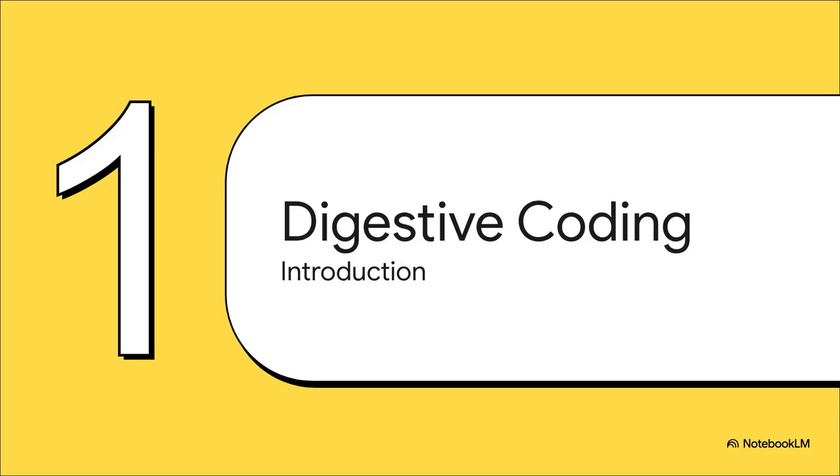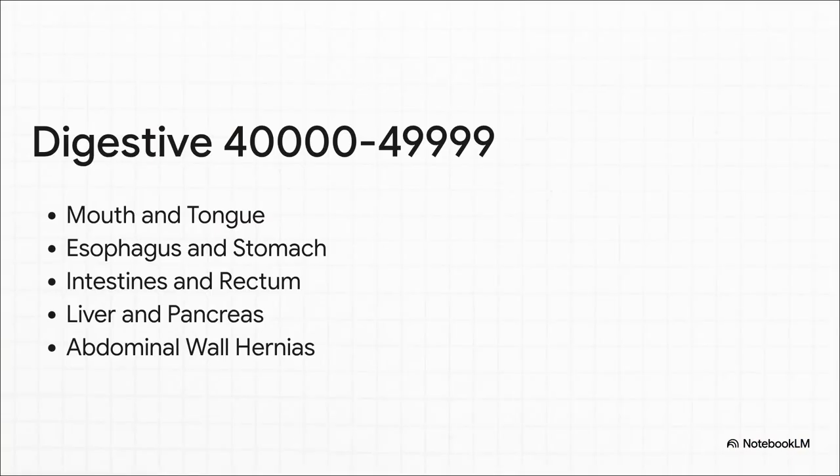Let's jump straight into Section 1, Introduction to Digestive Coding. Okay, the sheer size of this section in the CPT manual can definitely feel a little overwhelming. But don't worry, we're going to use a drilled-down approach to make it totally manageable. The scope of CPT codes 4490 to 4999 is massive. Think of it as an anatomical journey. We start way up at the mouth and tongue, move down to the esophagus and stomach, into the intestines and rectum. We also pick up the liver and pancreas along the way before wrapping the whole thing up with abdominal wall hernias. Navigating these codes accurately is absolutely crucial for your 2026 CPC exam success.